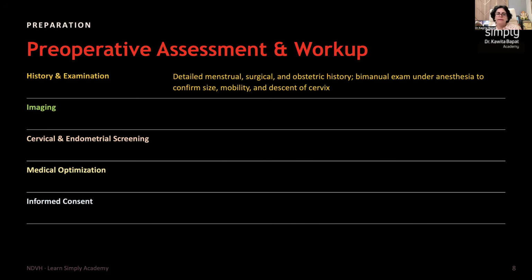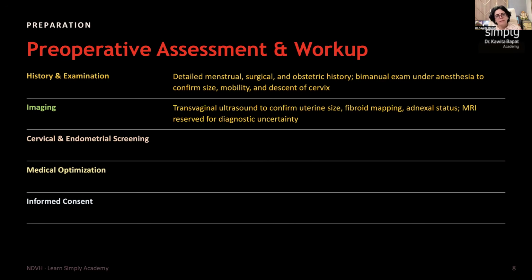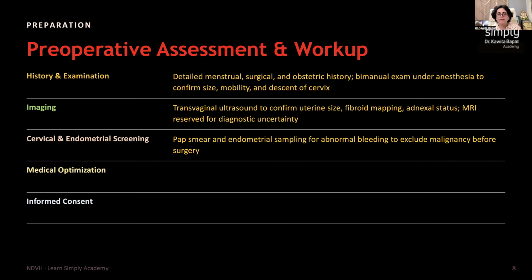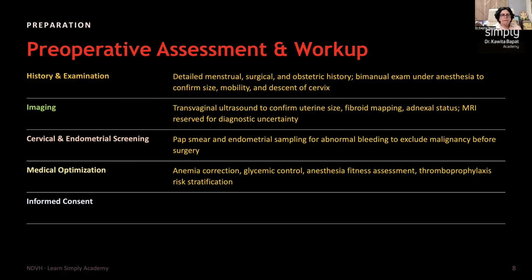Now, preoperative assessment. Proper history and examination: detailed menstrual, surgical, and obstetric history, and bimanual examination, under anesthesia if needed, to confirm size, mobility, and descent of the cervix. Imaging: transvaginal ultrasound to confirm size, fibroid mapping, and adnexal status; MRI reserved for diagnostic uncertainty. Cervical or endometrial screening, very important: Pap smear and endometrial sampling for abnormal bleeding to exclude malignancy before surgery. Medical optimization: anemia correction, glycemic control, anesthesia fitness, thromboprophylaxis, and risk stratification. Informed consent: discuss the route rationale, the conversion risks, the complication profile, and the alternative approaches.